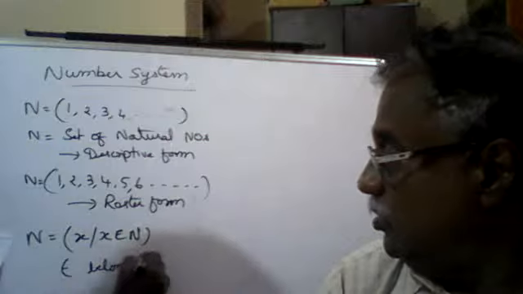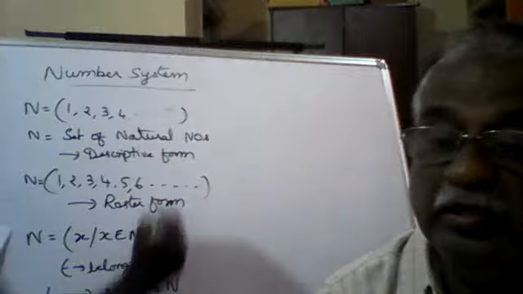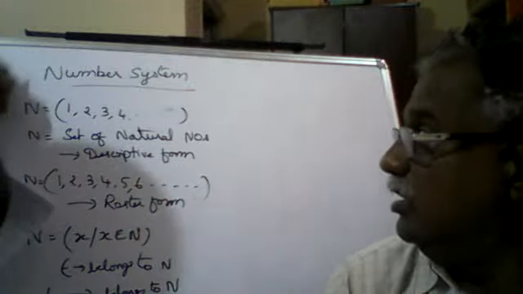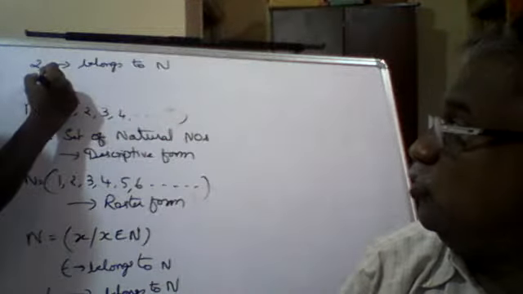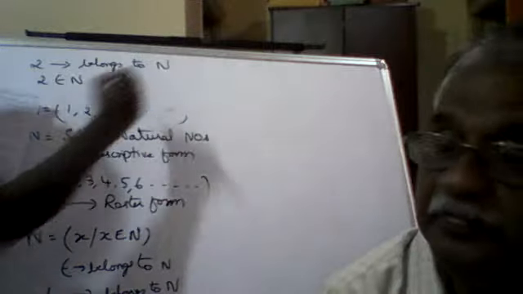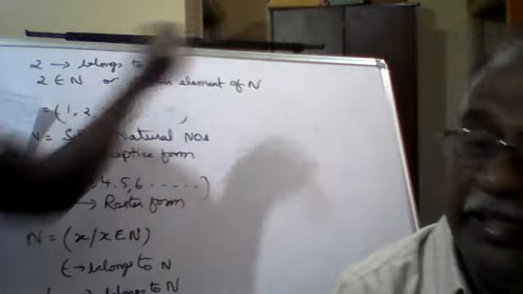An arrow and write belongs to N. Down, 1, put an arrow, 1 belongs to N. Then 2, put an arrow, 2 belongs to N. So you can write 1 ∈ N, 2 ∈ N. That's called 2 belongs to N, or 2 is an element of N. The symbol means element. It's not the English E, it will be like that.